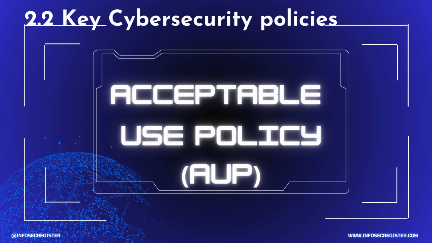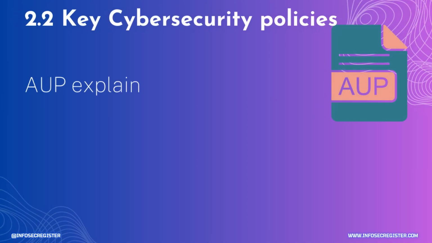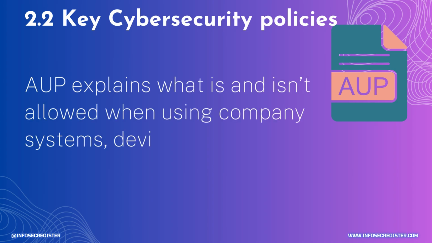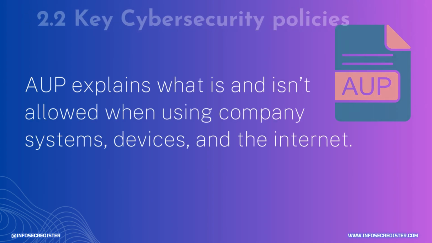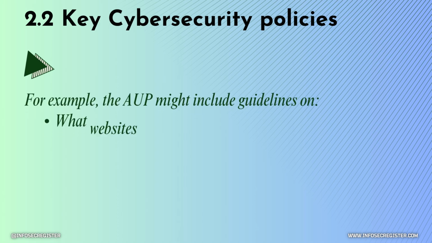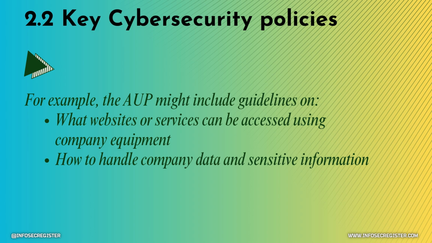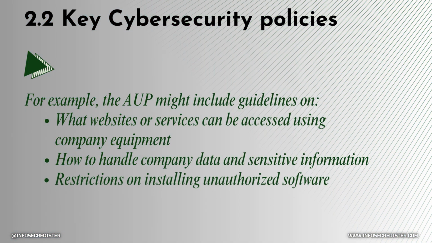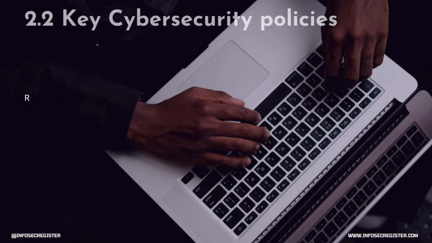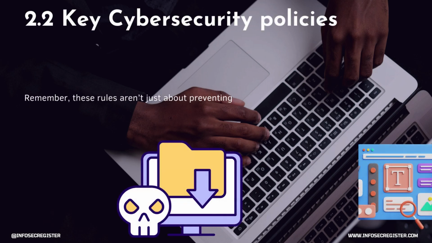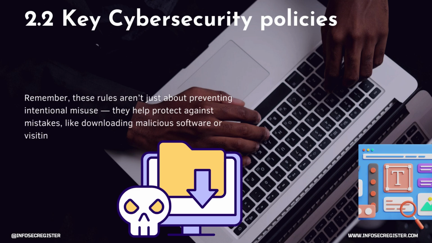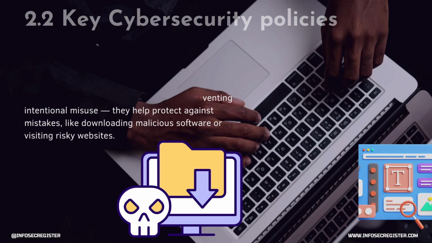Next is the acceptable use policy, which explains what is and isn't allowed when using company systems, devices, and the internet. For example, the acceptable use policy might include guidelines on what websites or services can be accessed using company equipment, how to handle company data and sensitive information, and restrictions on installing unauthorized software. Remember, these rules aren't just about preventing intentional misuse. They help protect against mistakes like downloading malicious software or visiting risky websites.